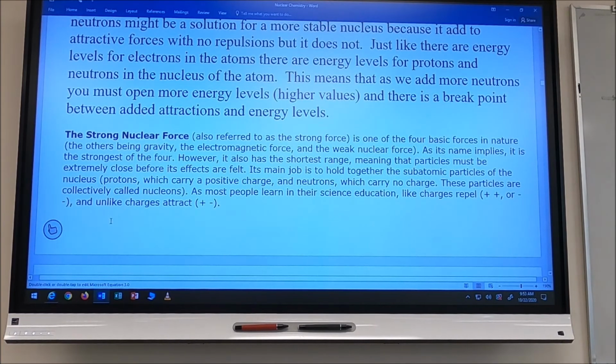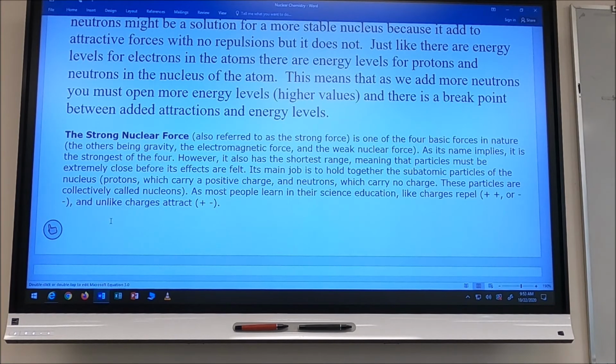So the strong force, one of the 4 basic forces in nature, okay? As the name implies, it's really strong. It's the strongest of the 4, but it has a very short range. Gravity has the longest range. Meaning the particles must be extremely close together before any effect is felt. Its main job is to hold together the subatomic particles of the nucleus. Protons, which carry a positive charge, neutrons, no charge. These particles are collectively the nucleons.